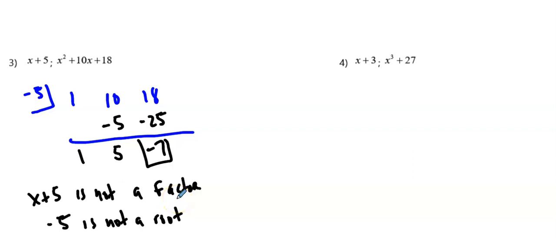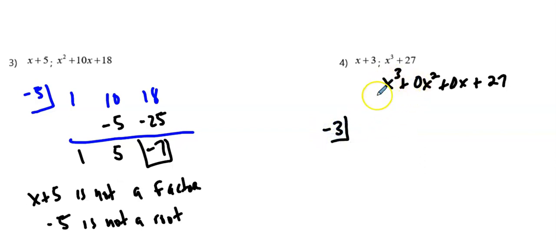So on 4, we have x cubed plus 27. Now remember, everything has to be accounted for. So we really want to look at this as x cubed plus 0x squared plus 0x plus 27, because all the powers have to have a coefficient. Okay, so because we have the plus 3, we're going to use negative 3. And now write all of our coefficients. So we got 1, 0, 0, and 27.